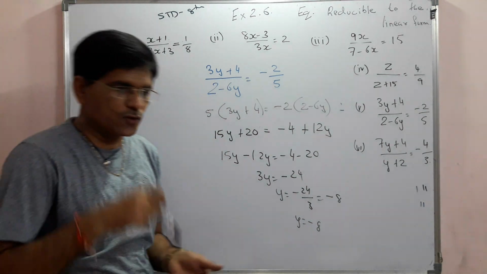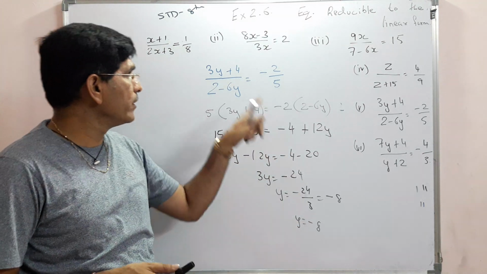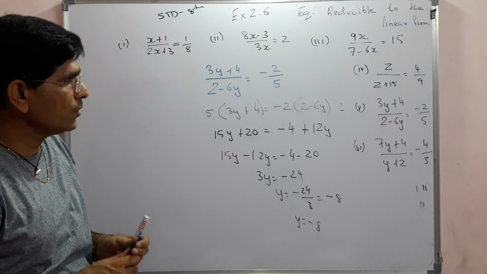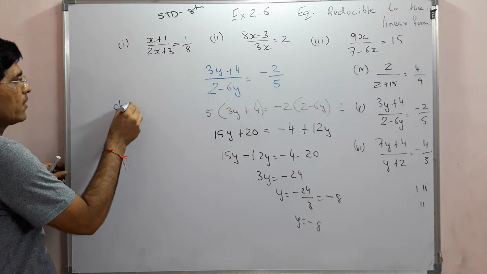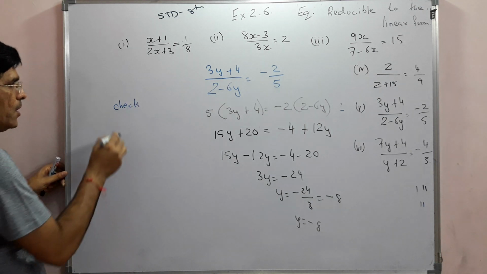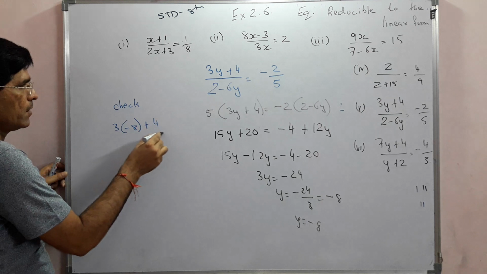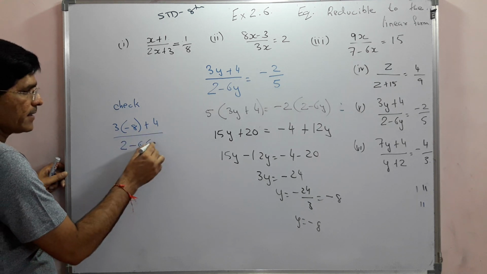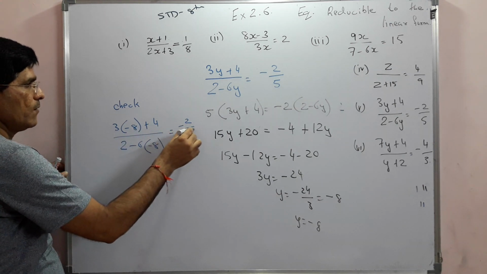We can also check. How can we check? We can check y is equal to minus 8. If you put it here, we should get left hand side equal to right hand side. So we will try whether we get the correct answer or not. That is for trial purpose. So 3 into minus 8 plus 4 to minus 6 into minus 8 is equal to minus 2 by 5.